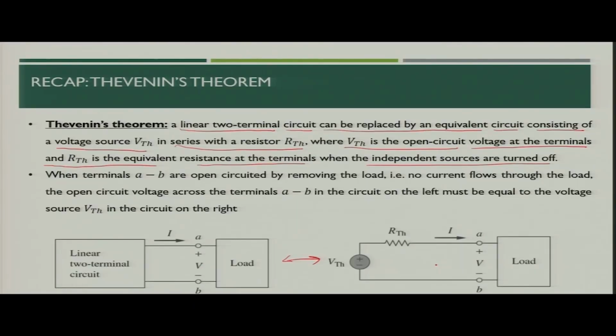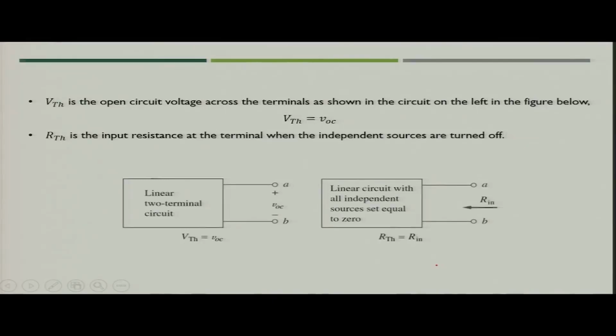This is what we discussed in the last class, and we established that the Thevenin voltage is nothing but the open circuit voltage across the linear two terminal circuit, and Rth is the input resistance at the terminals when independent sources are turned off. If you look into terminals A and B, the equivalent resistance you see is the Thevenin resistance.